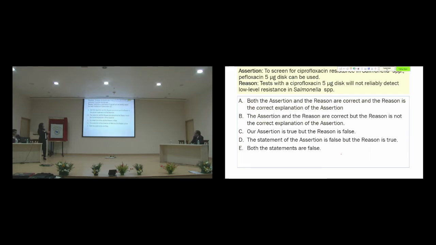Next, please answer this question. This is again an assertion and reason type. To screen for ciprofloxacin resistance in Salmonella species, pefloxacin 5 microgram disc can be used. That is the first sentence. The reason is that tests with ciprofloxacin 5 microgram will not reliably detect low level resistance in Salmonella species.